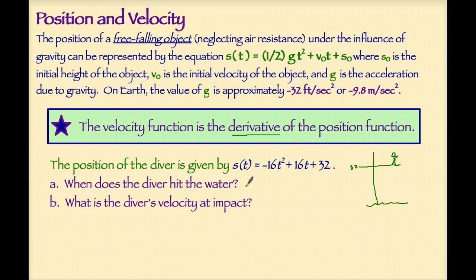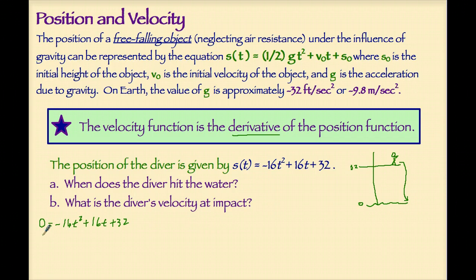The first question says, when does the diver hit the water? He or she dives, and notice, since the diver is starting at 32 feet, that when the diver hits the water, the diver will be at a position 0. So essentially, we're asking the position function, when will the position be 0? That's the equation that we set up. 0 is equal to negative 16 t squared plus 16 t plus 32. We're asking the position function to give us the time at which the position was 0.